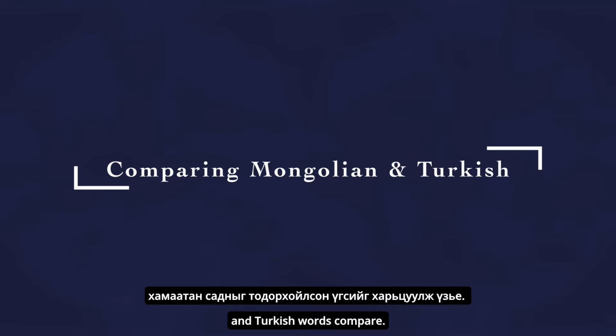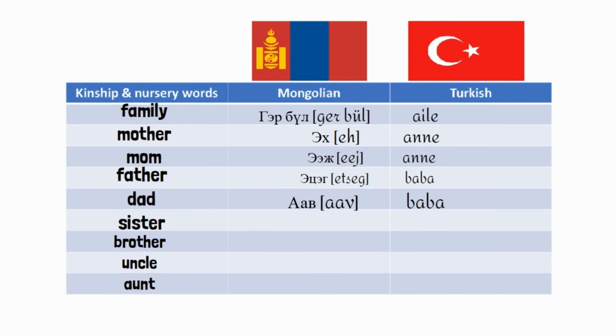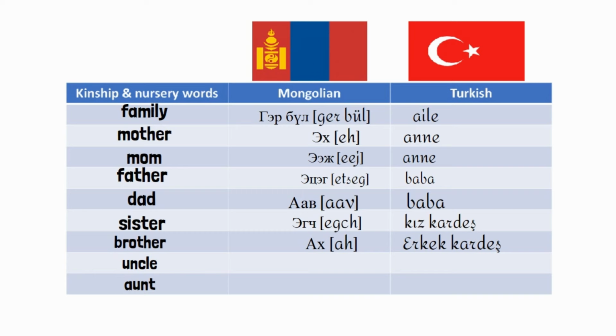Gir bul. Aile. Ich. Anne. Ech. Anne. Etik. Baba. Av. Baba. İç. Kız kardeş. Ah. Erkek kardeş. Avak. Amca. Nagat.